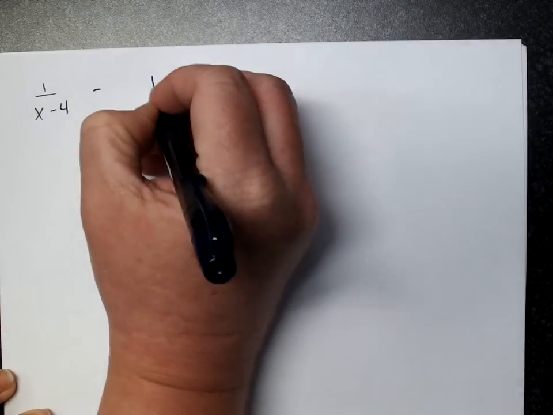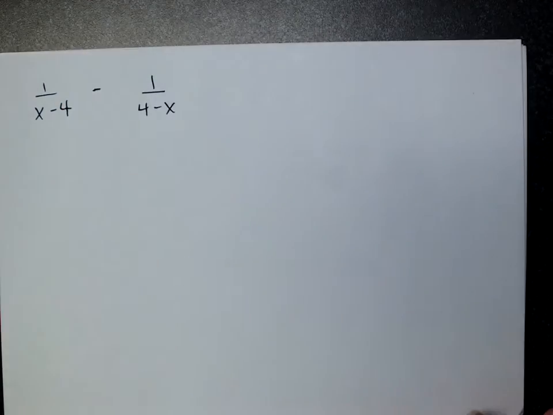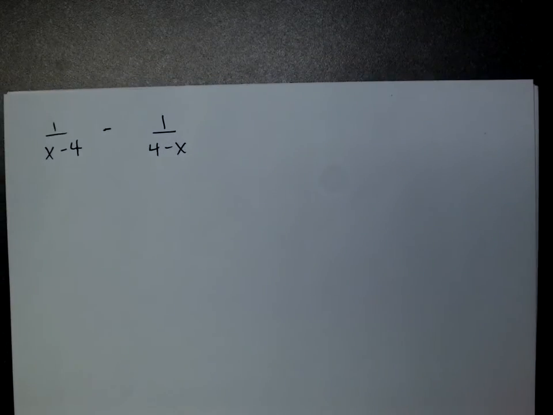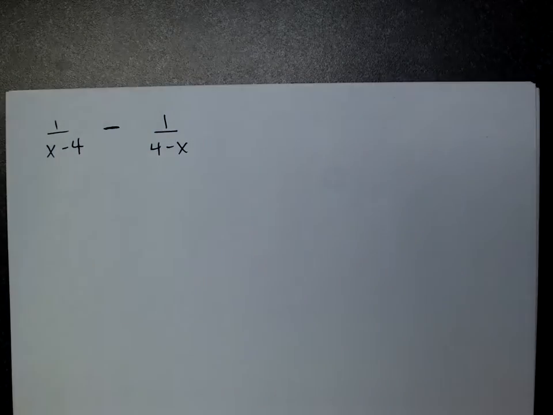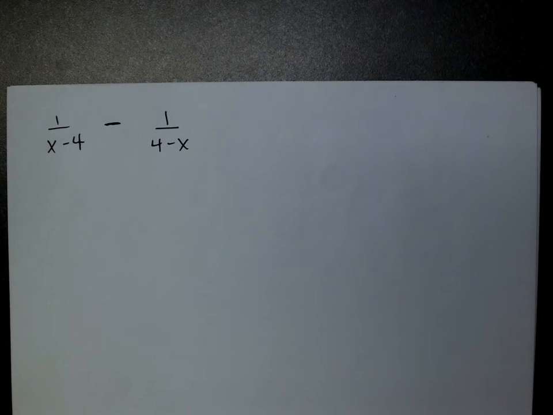1 over x minus 4 minus 1 over 4 minus x. You've got subtraction. Are those common denominators? X minus 4 and 4 minus x? No. They're opposites. They do have a relationship, but they're not exactly the same.